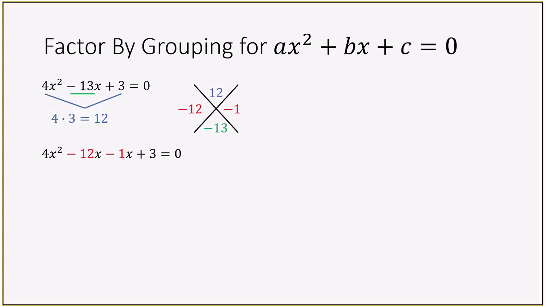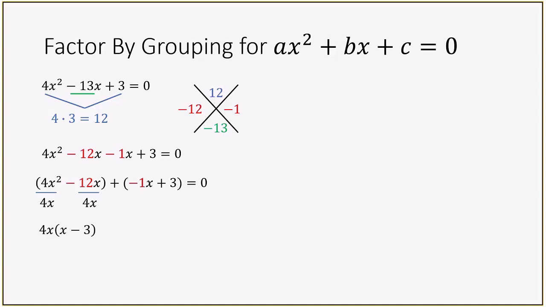Now, where the title comes from, factor by grouping, is at this point I'm going to group the first two terms and I'm going to group the last two terms. And after I've done that, my goal is to figure out what fits into both of those first two terms, only those first two terms for starters. So I look at that, I have 4x squared and I have negative 12x. Well, we need to find the biggest number that fits into both of those, which is 4, and x fits into both of those terms. So I say, okay, 4x fits into both of those terms. I'm going to divide both terms by 4x.